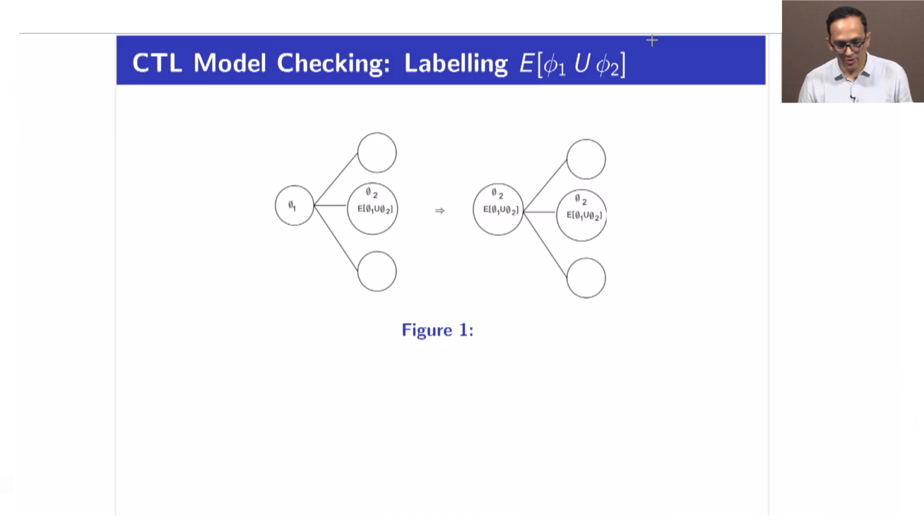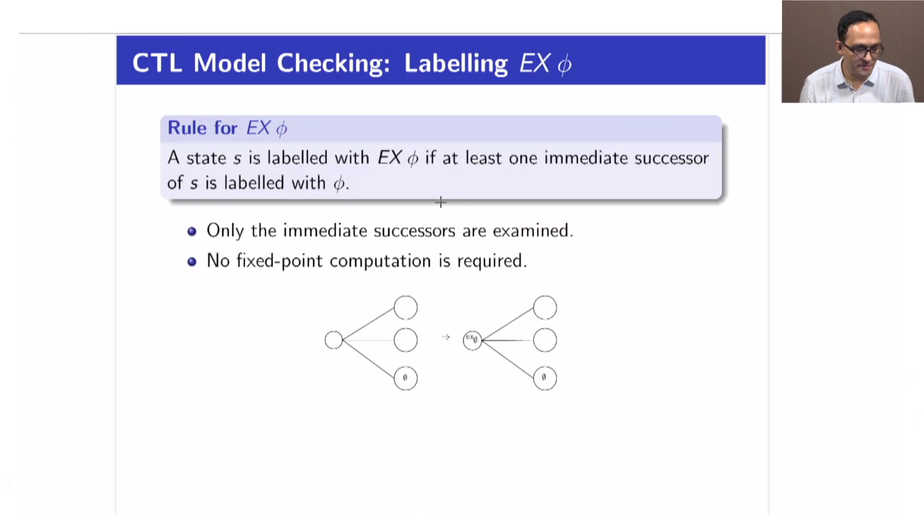So, this E phi 1 phi 2, I have already talked about: find the states where phi 2 holds, and then find the states where phi 1 holds and there is an edge to a state where E phi 1 phi 2 already holds. You mark that state also with E phi 1 phi 2, right. So, this we have already discussed.